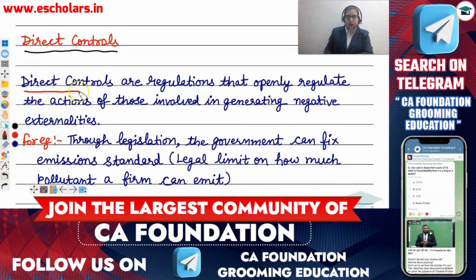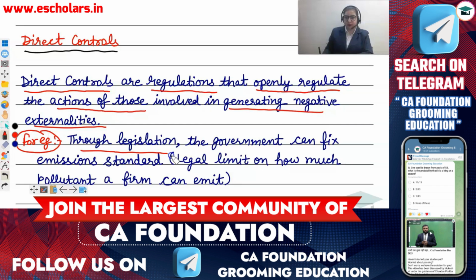So as already discussed, direct controls are basically the regulations, that is the rules and regulations that openly regulate, or you can say that openly control the actions of those who are directly involved in generating negative externalities. Okay. So, for example, through legislation, that is the legal rules and regulations, the government can fix emission standards. That is, the government can fix the legal limit on how much a firm can generate the emissions, or legal limit on how much a pollutant a firm can emit.